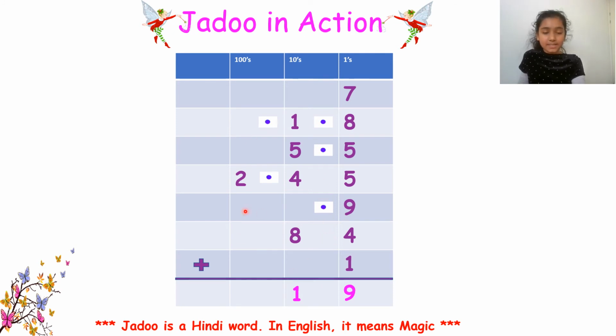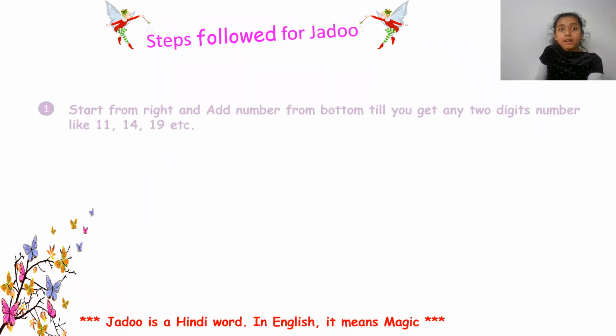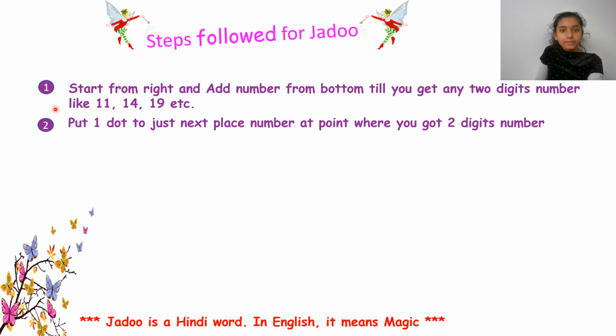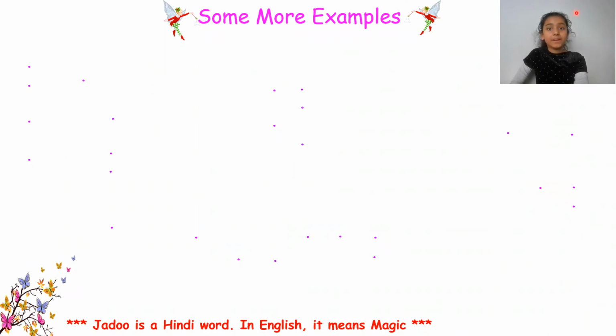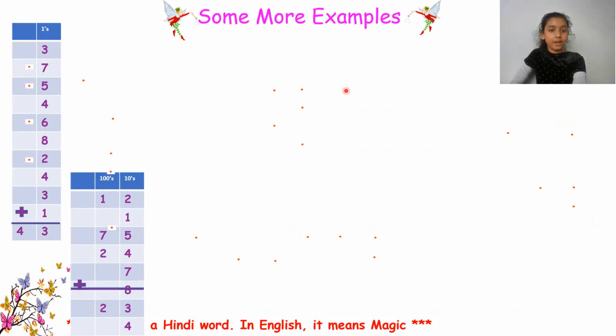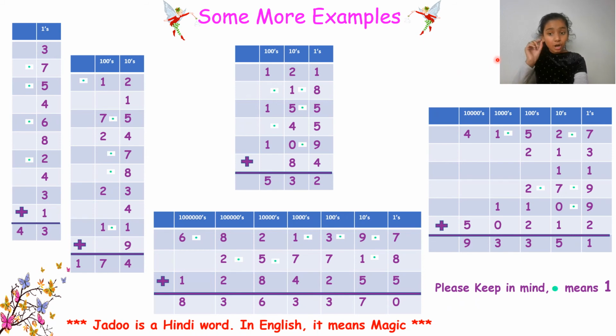Now we are going to move to the hundreds place numbers. And again start from the bottom. 2 plus 1 is 3, plus 1, 4. So which is a single digit, and we don't have any number further to add. So we will write it here. As said, done in mind, without copy, without pen. Here I mentioned the steps that we followed today. Please go through it. As always, for better understanding, I've shown some more examples here. Please keep in mind, dot means 1.